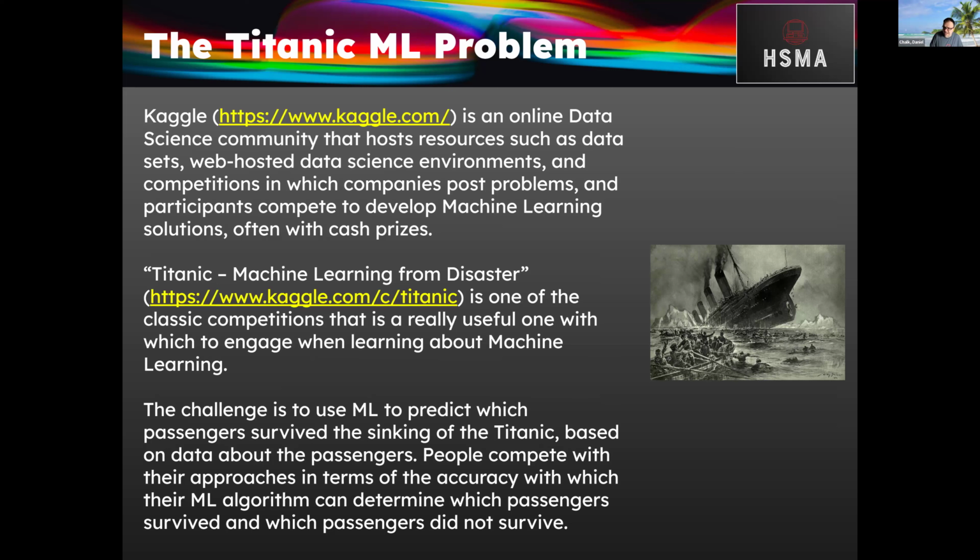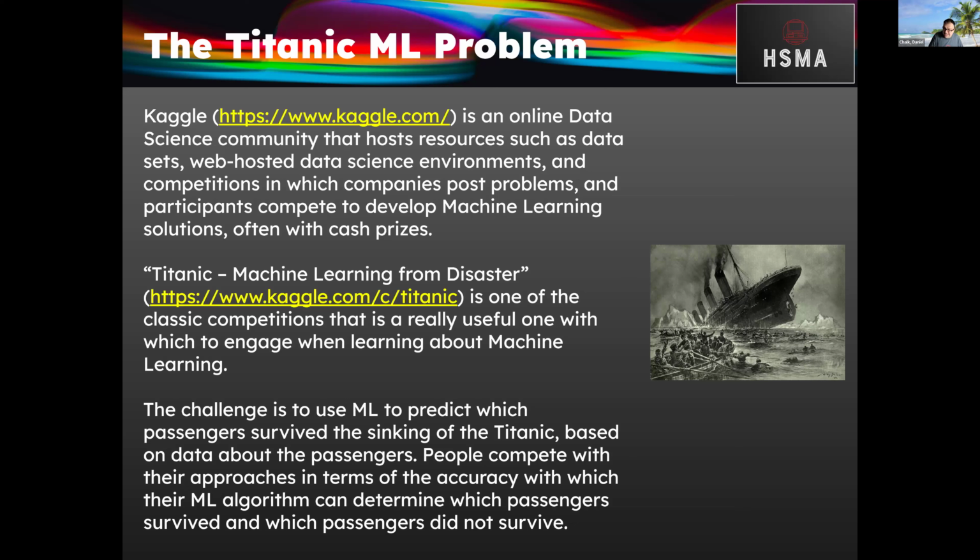For those of you who aren't aware, there's an online service called Kaggle, which you will become no doubt familiar with if you go down this rabbit hole. Basically, Kaggle is an online data science community, and it hosts lots and lots of different kinds of resources. It's got data sets in particular, which are really useful when you want to try things out. It's got these big data sets that people have shared that you can use. It's got some data science environments that are hosted on the web. It's even got competitions where companies post problems and people try to compete to come up with the best solutions for those, sometimes with cash prizes as well. So it's often worth a look.